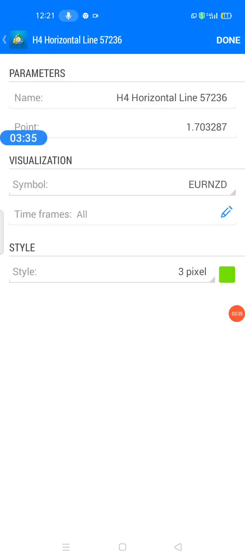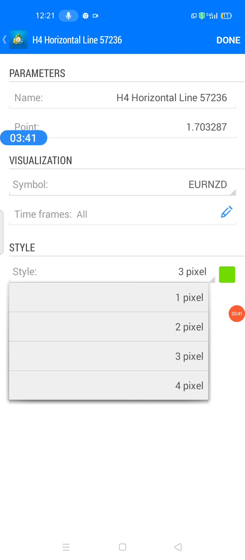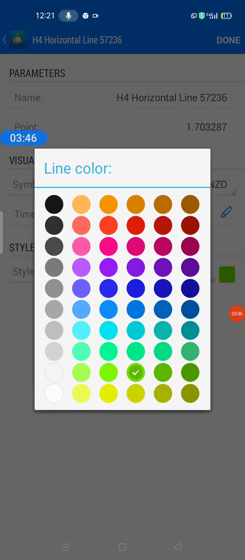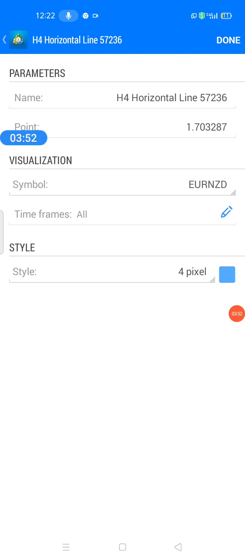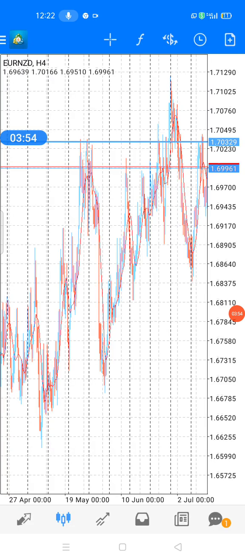Once you do that, if you look at the downside, you see 3 pixel. 3 pixel means the thickness. If you want it to be thicker, you make it 4. If you want to change the color, you click on that color by your right hand side and change the color to your choice. Let's say you use blue. You say done. You see that it becomes very thick. Can you see that? Alright, that's your resistance.